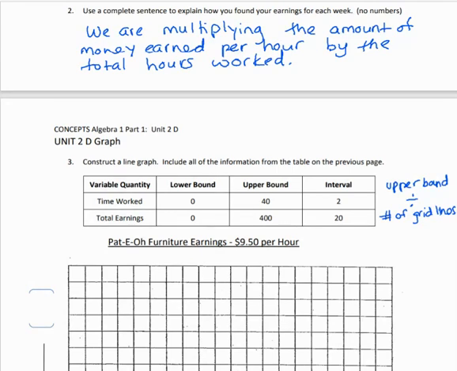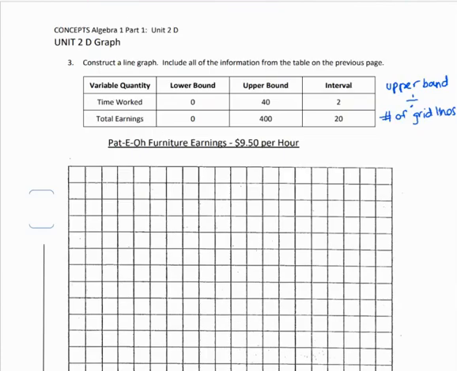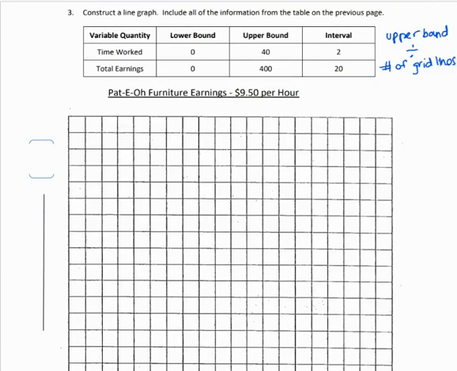Remember, if it doesn't come out evenly, we round up. So if it came out to be like 1.7, we round to 2. If it came out to be something like 3.8, maybe I'd go all the way to 5. Okay, we choose nice intervals. Now that we have those intervals and labels, let's start making our chart.